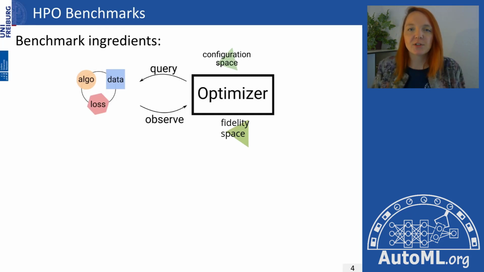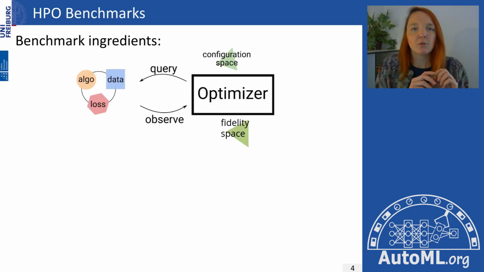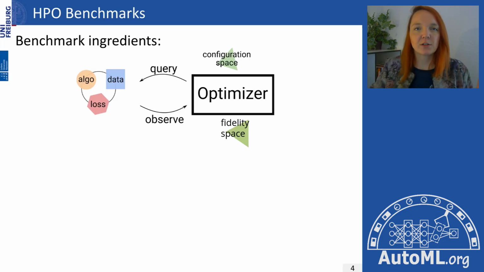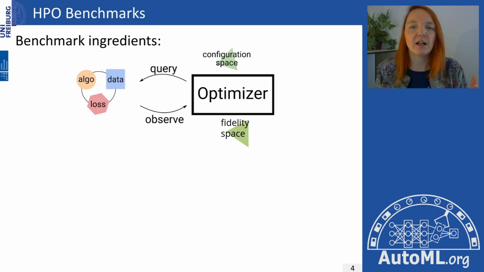So before I dive deeper into our benchmarks, let me summarize what we consider a benchmark. A benchmark consists of a parameterized algorithm, for example a neural network, some data it can be trained on and a loss function to evaluate the performance of this algorithm. The bounds for all hyperparameters are defined by a configuration space and lower fidelities are defined by a fidelity space. Now the optimizer can query the benchmark with a configuration and observe a function value and cost.